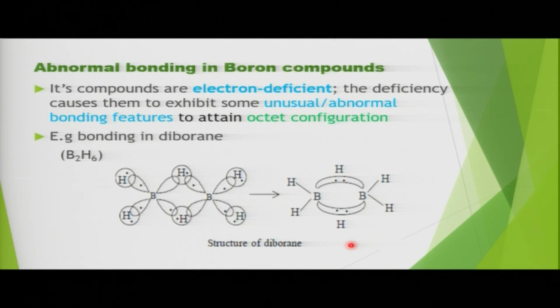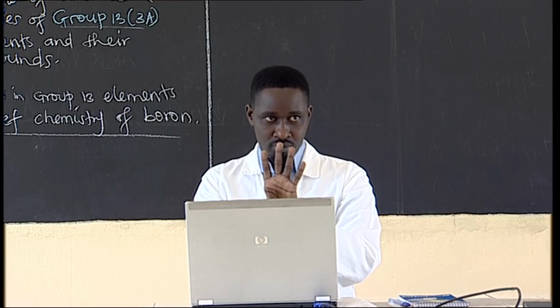As we said, boron has 3 electrons in the outermost shell, so it will bond with hydrogen. Each hydrogen has 1 electron, so we expect a single bond between hydrogen and boron. Single bond, hydrogen and boron. Single bond, hydrogen and boron. So what does this add up to? 2, 4, 6. It adds up to 6 electrons.